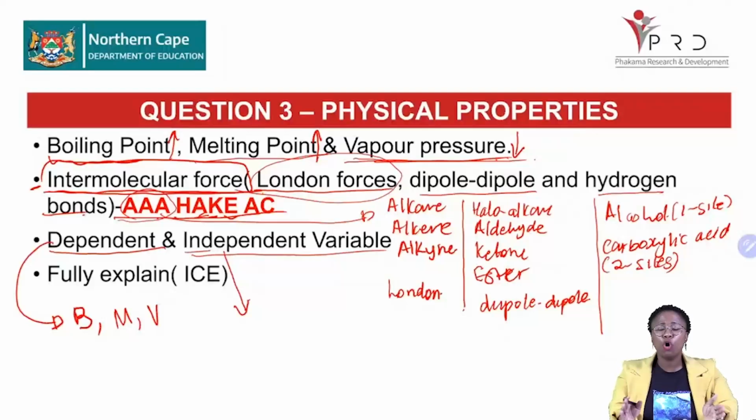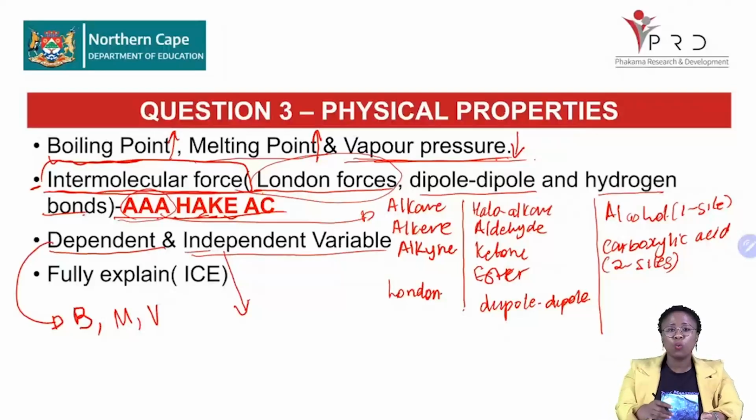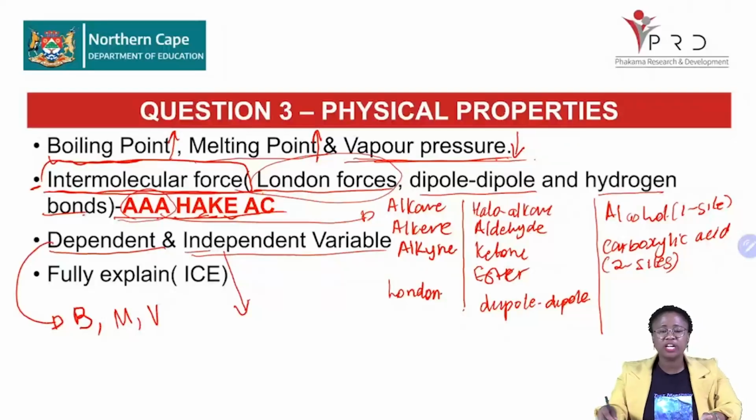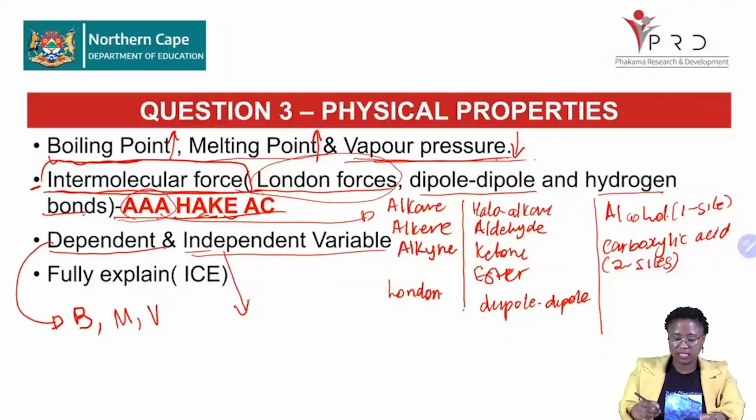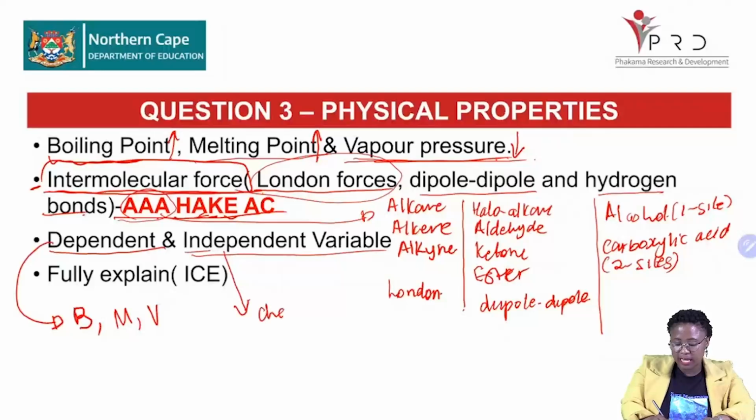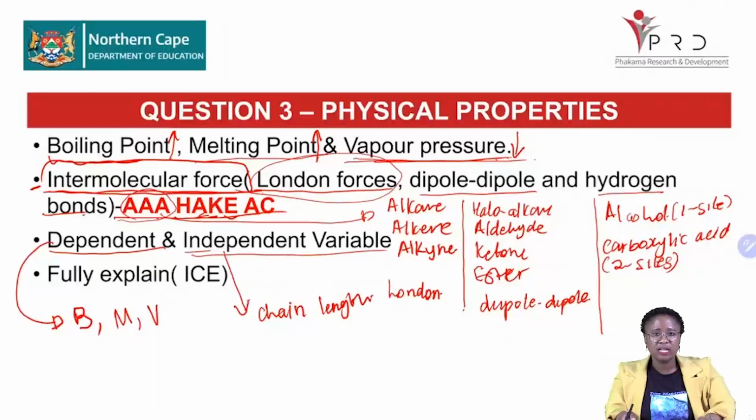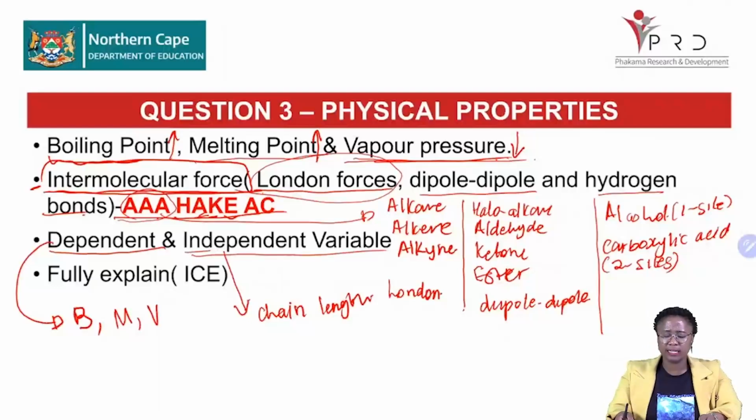It doesn't matter. All you need to know is that when you are dealing with substances that belong to the same homologous series, what is it that you are going to use as your independent variable? What you are going to be using as your independent variable is what made the change in order for the boiling point to increase or decrease. So because their homologous series is the same, what made the change will be their chain length, which is what affects the intermolecular forces, right? Remember, as the chain length increases, the strength of the intermolecular force will also increase.